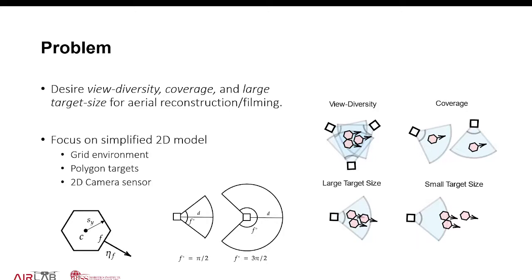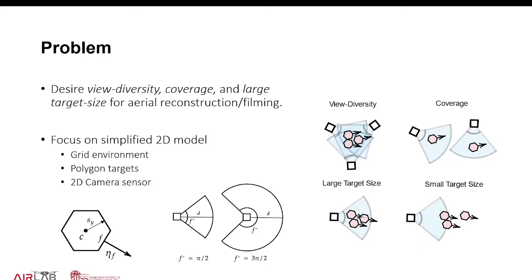And for cinematography, we desire a couple outcomes. We would like view diversity, coverage, and large target size for aerial reconstruction and filming. So view diversity is intuitive. This means that if you have a group, like on this figure on the right, of targets, that you would like your cameras distributed evenly around them to capture the best information that you can from multiple angles.